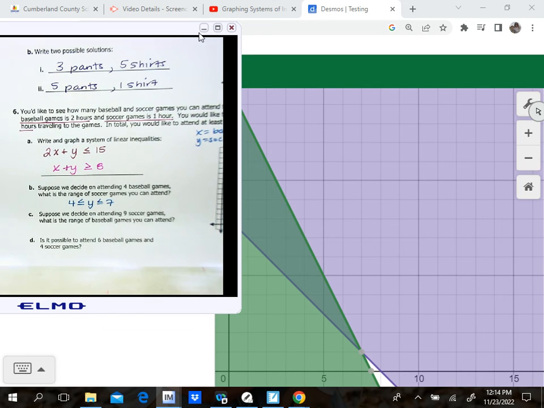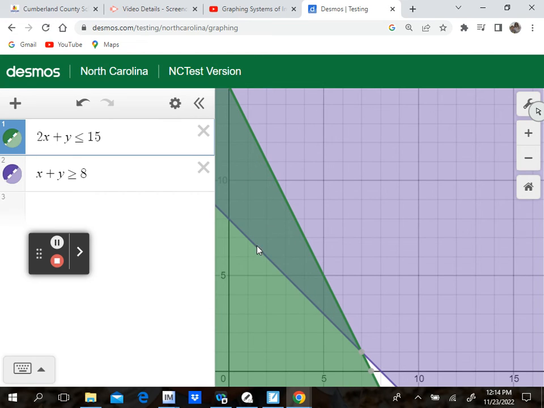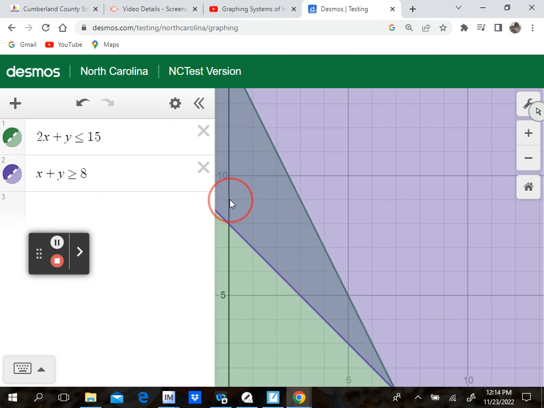All right. The next one says we decided to attend 9 soccer games. What is your range of baseball games? So 9 is our soccer, so that's right here. Okay, this is our 9. So we could go 0, 1, 2, or 3. So from 0 to 3 baseball games.